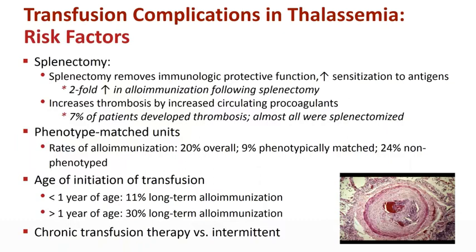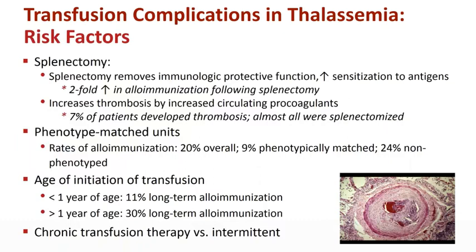An interesting factor is the age of initiation of transfusion that supports the observation that infants under a year of age develop an immunologic tolerance to foreign antigens. And in the transfusion study from the CDC, we found, though they received the most number of units, children under 1 year of age only had 11% rate of alloimmunization, and those over 1 year of age had a 30%, indicating an interesting observation that very young children may develop tolerance.